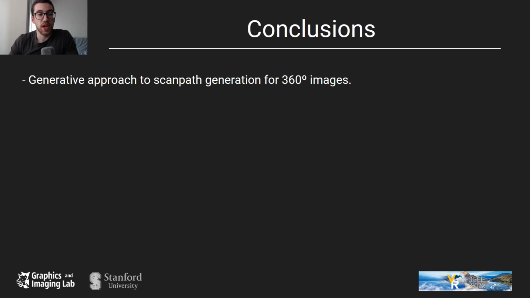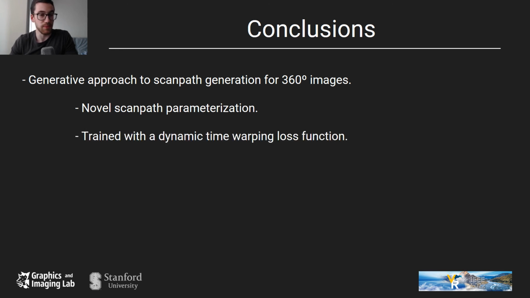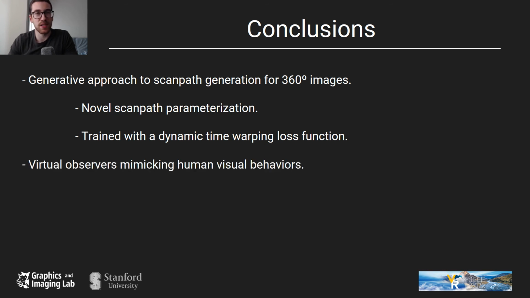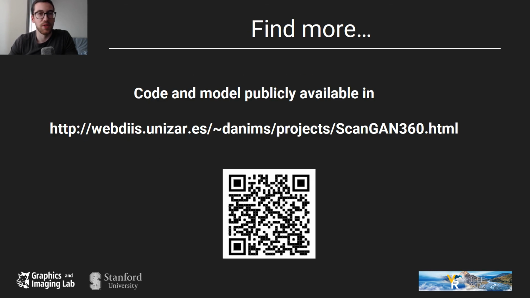To conclude, we have presented a generative, non-deterministic approach to Scanpath generation for 360 images, resorting to a novel Scanpath parameterization and a novel loss function based on dynamic time warping. Our model is able to generate realistic virtual observers that behave as humans at a very, very low cost. You can find our code and model publicly available on our project page.